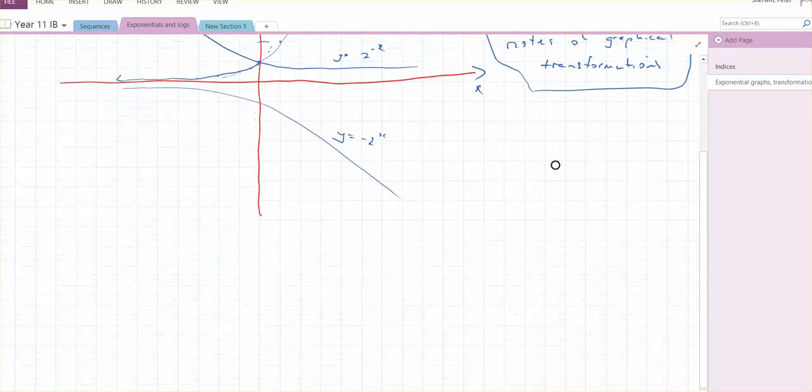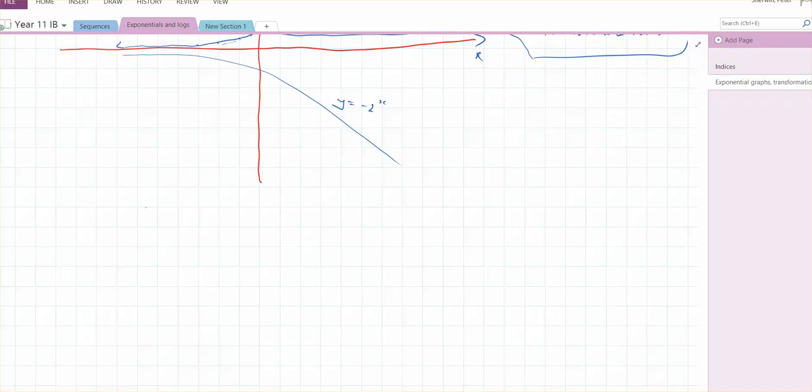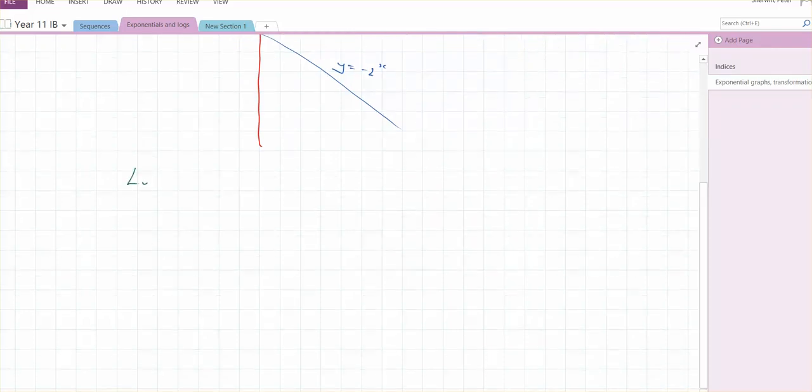Now I want to have a look at logarithms and just some introductory notes on logarithms. Now logarithms are an examination or a study of indices, essentially. A study of indices.